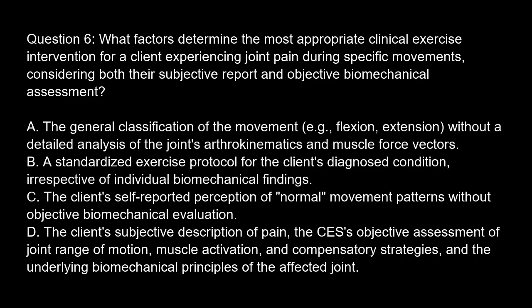Option A, the general classification of the movement, e.g., flexion, extension, without a detailed analysis of the joint's arthrokinematics and muscle force vectors. Option B, a standardized exercise protocol for the client's diagnosed condition, irrespective of individual biomechanical findings. Option C, the client's self-reported perception of normal movement patterns without objective biomechanical evaluation. Option D, the client's subjective description of pain, the CES's objective assessment of joint range of motion, muscle activation, and compensatory strategies, and the underlying biomechanical principles of the affected joint.